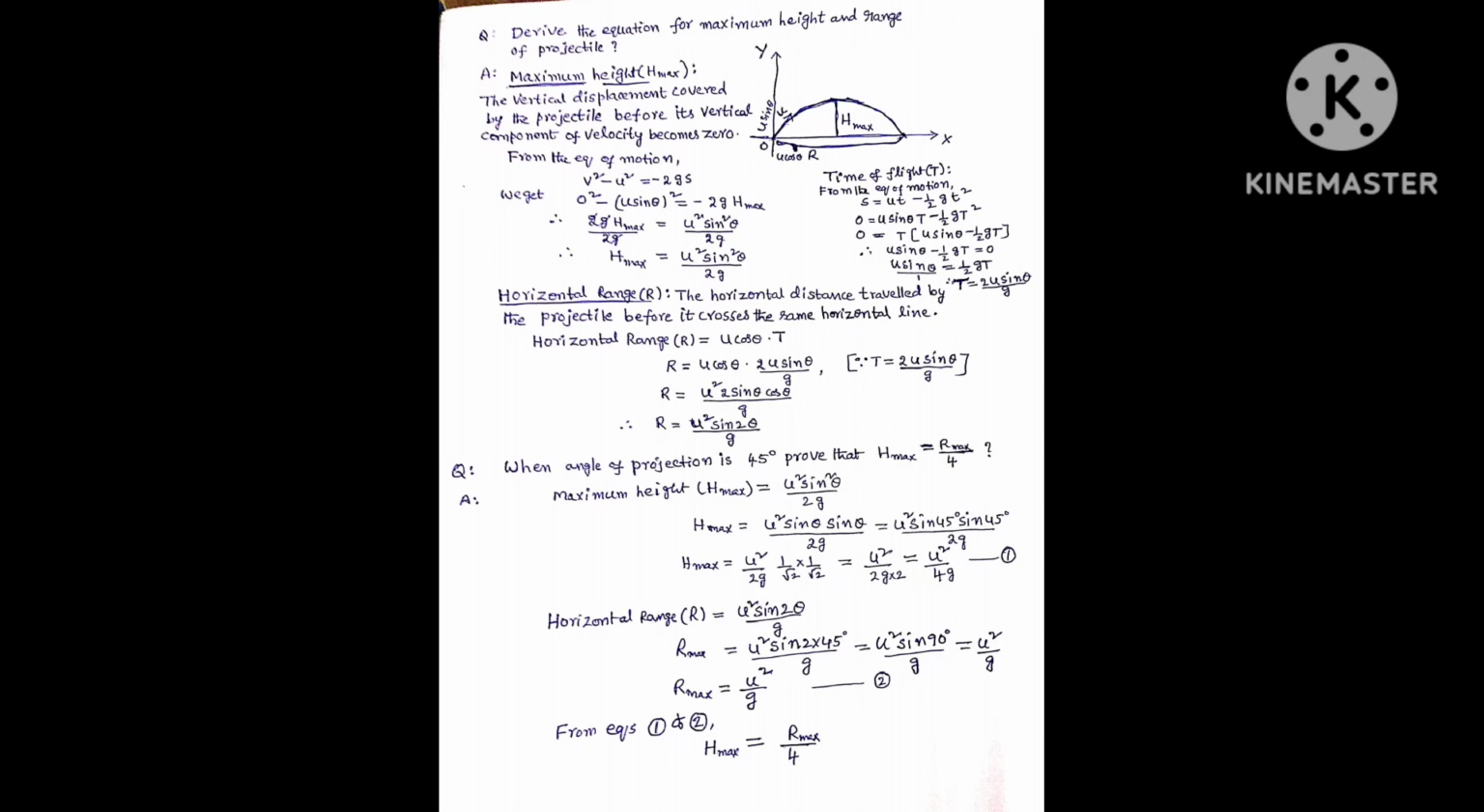Horizontal range R equal to u square sin 2 theta by g. When we substitute 45 degrees in the place of theta, we get R maximum equal to u square sin 2 into 45 degrees by g. That is equal to u square sin 90 degrees by g, equal to u square by g. Therefore, R maximum is equal to u square by g. From equations 1 and 2, we get H maximum equal to R maximum by 4.